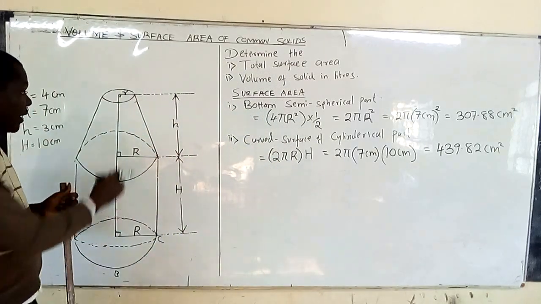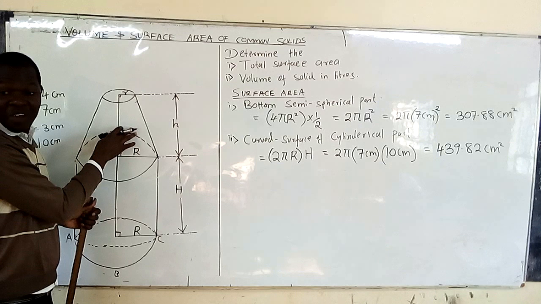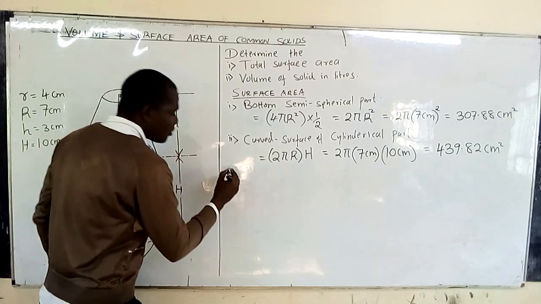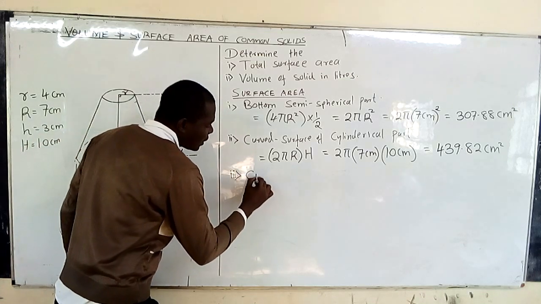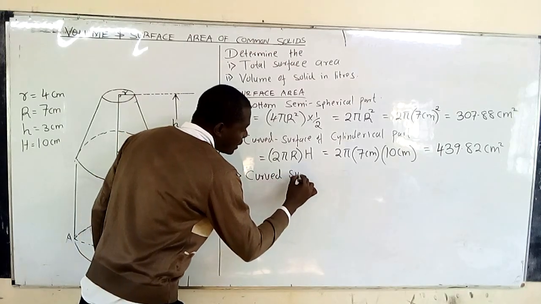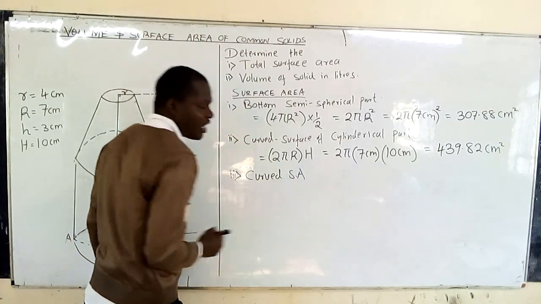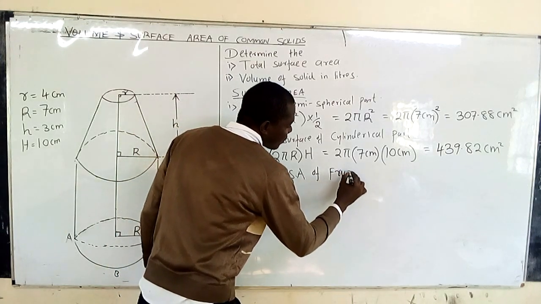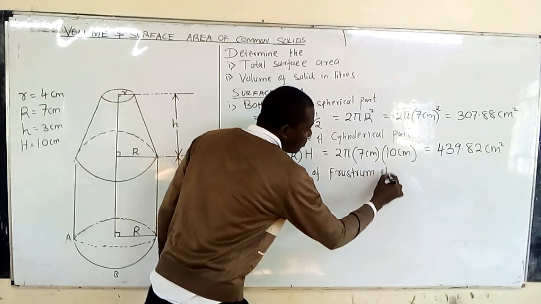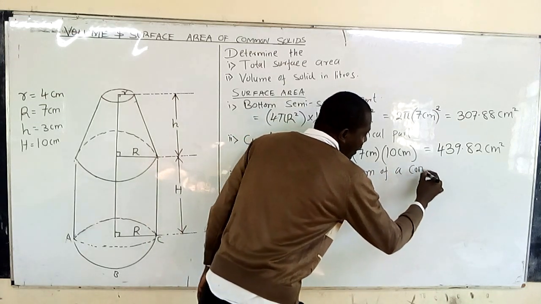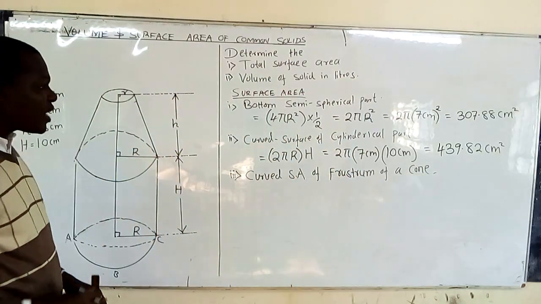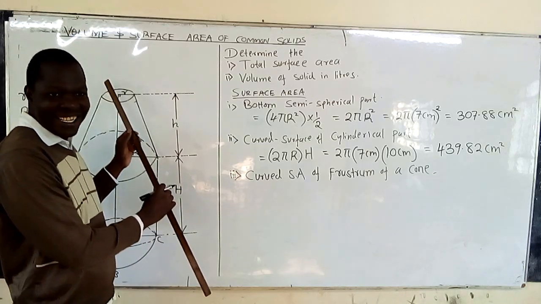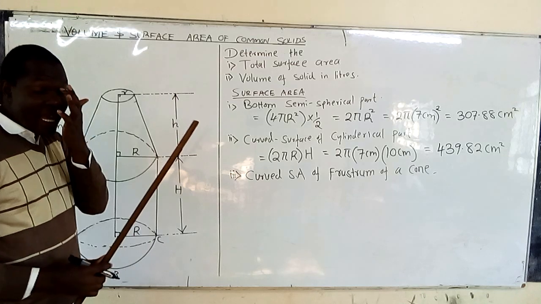Then we want the curved surface of this frustum of a cone, isn't it? Are you seeing that? Curved surface of a frustum of a cone. So how do we get that? The curved surface area can be written as SA, the curved surface area of that frustum of a cone, isn't it? How do we get the curved surface area of a cone? It is pi RL, the slant height, isn't it? It is pi R times the slant height.